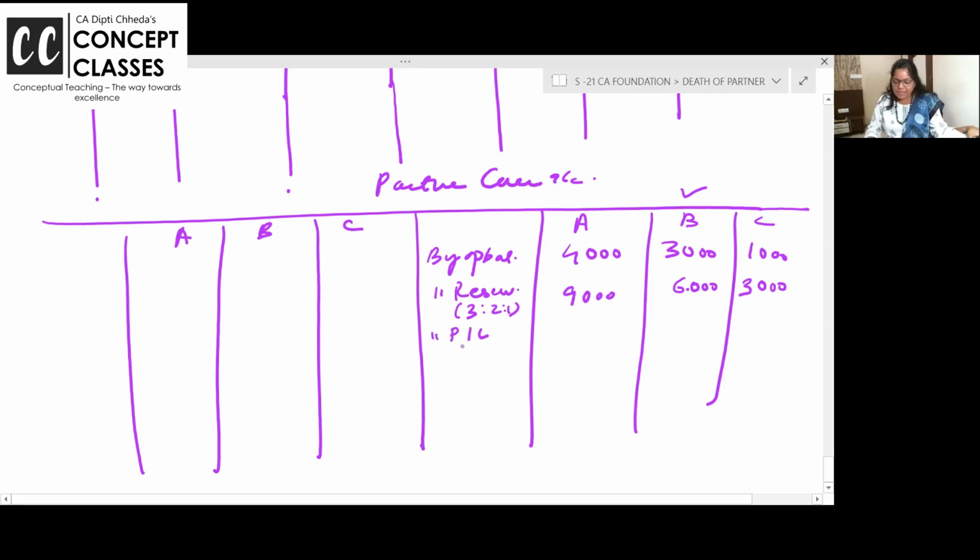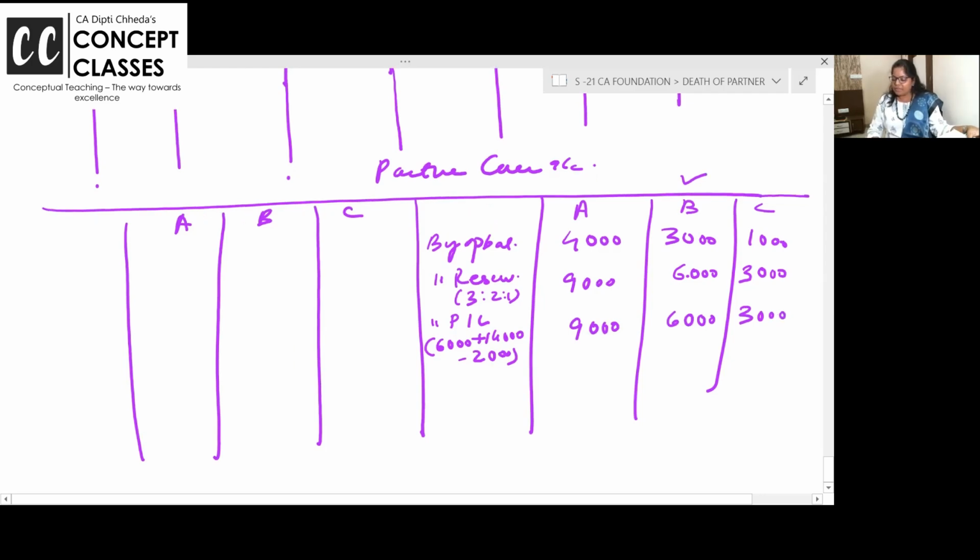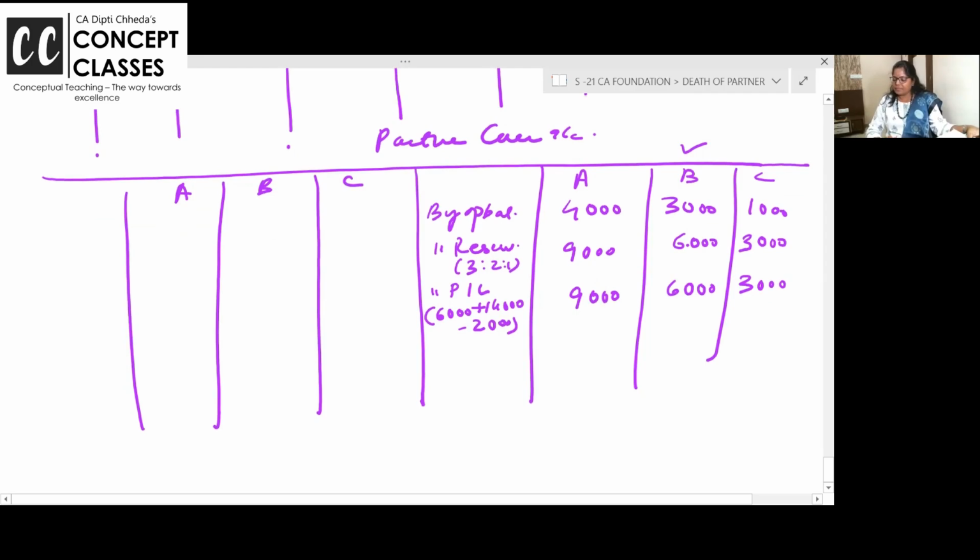Profit. Last year's profit is wrong. 6,000 plus 14,000 minus 2,000 bad debt you had missed. So put it, and 18,000 you divide by 6. Again, 9,000, 6,000, 3,000. Last year's profit and loss also give it to old partners in the old ratio.